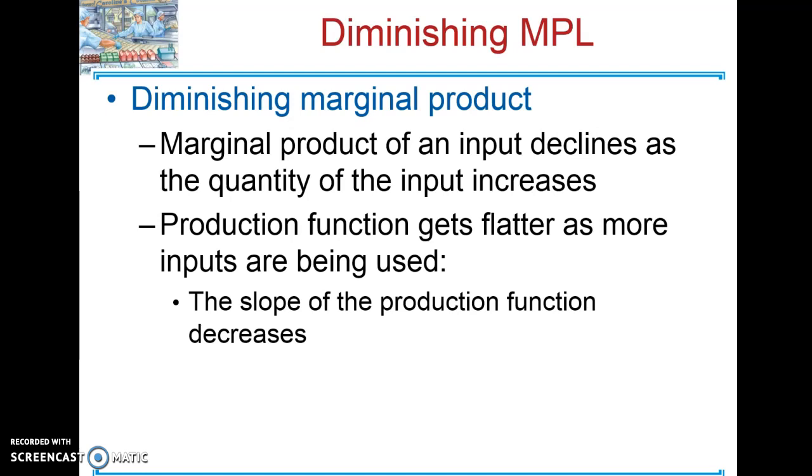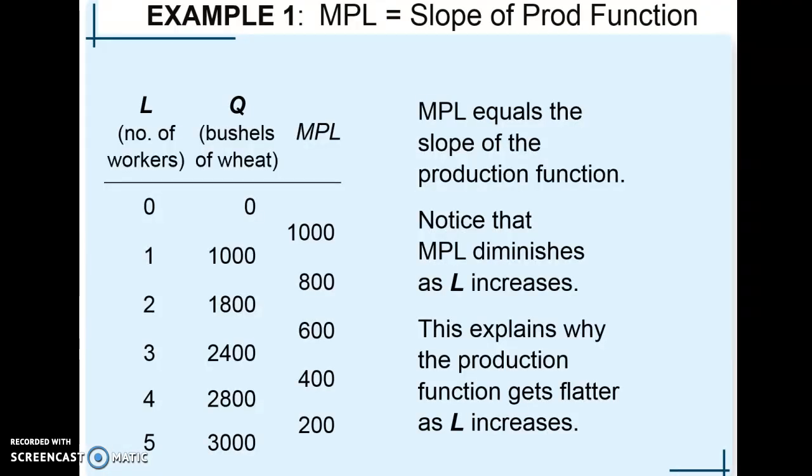We define diminishing marginal product as the marginal product of an input declines as the quantity of the input increases. The production function is going to get flatter as more inputs are used and your output is increasing. The slope of the production function is going to decrease. So notice that the marginal production of labor equals the slope of the production function.